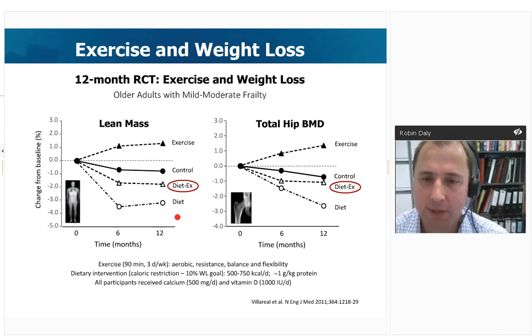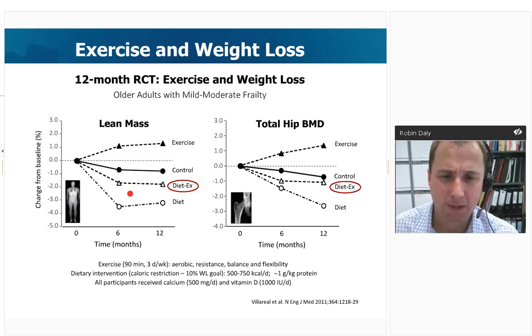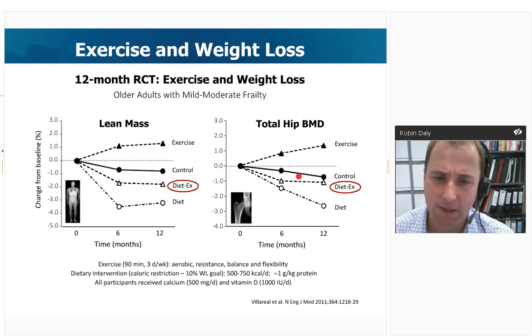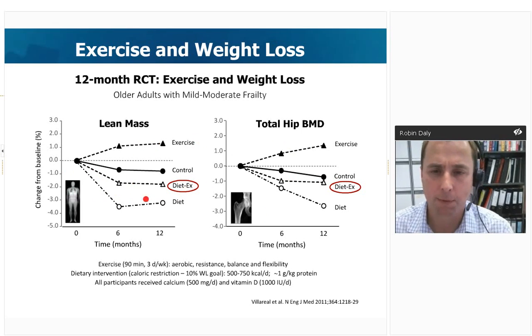So this was a study which looked at the effects of exercise alone or exercise with diet on bone and muscle. And you can see here, just doing exercise alone improved your muscle mass and improved your bone density. But if you did exercise and diet, the responses were somewhat blunted. They weren't as bad as diet alone, but they weren't as probably optimal as just doing exercise.